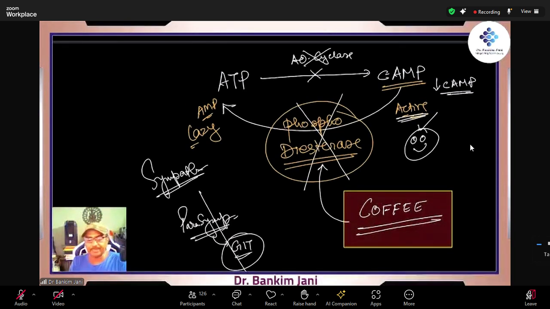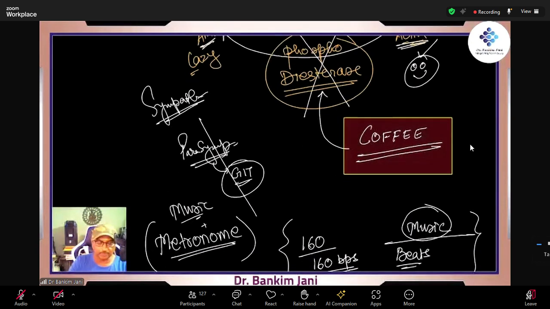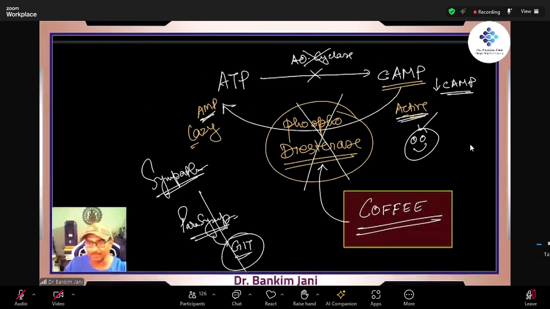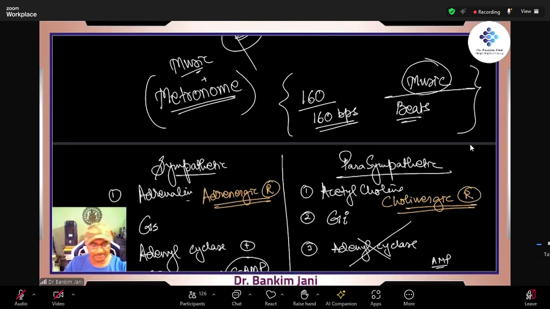One important thing: this ATP, which is converted to cyclic AMP, right? That was done by adenylyl cyclase. But this cyclic AMP gets converted to AMP by the phosphodiesterase. So this is also important. Coffee inhibits phosphodiesterase so that cyclic AMP remains active for some time.